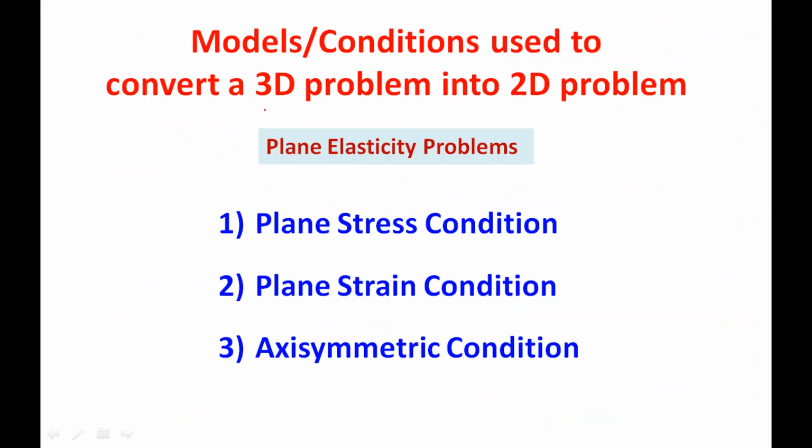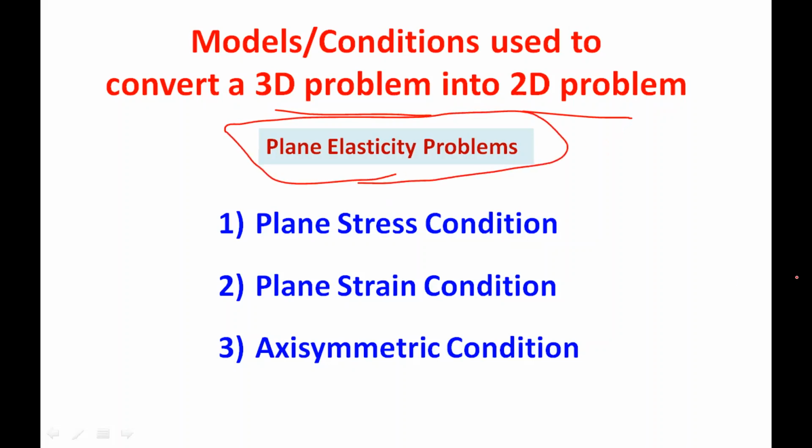There are 3 conditions used to convert a 3-dimensional problem into 2D problem. Actually, these problems are called plane elasticity problem. In case of elastic material, if a machine component is made of elastic material, then we will say that the material will obey the Hooke's law. It is called a linear elastic material. In that case, depending upon the load, geometry, material property and boundary condition, we can say the stress developed in that particular component is independent of any one of the direction.